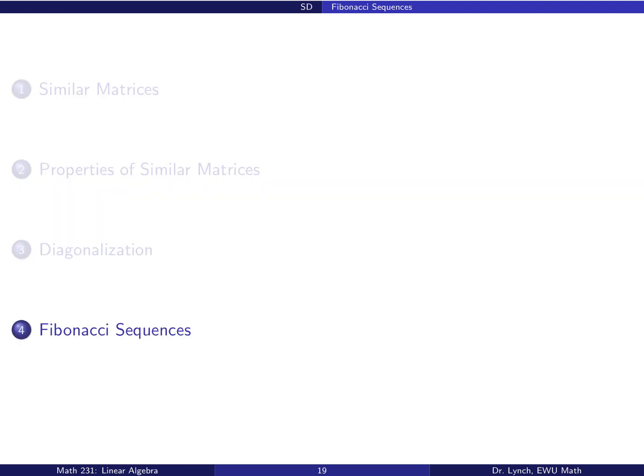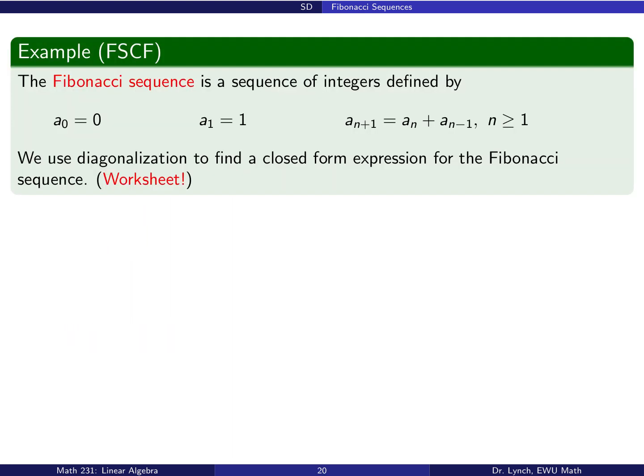Okay, finally, a short trail through the Fibonacci sequences and their representation by eigenvalues and eigenvectors. A Fibonacci sequence is the sequence of integers where the 0th integer is 0, the first integer is 1, and the n plus first one is the sum of the previous two. I'll walk you through this on the worksheet, and we can talk about it in class, but it turns out you can use the power of diagonalization to find a closed form expression for a sub n, the nth term in the Fibonacci sequence. This is a really cool exercise, so I'll encourage you to spend some time with it on the worksheet.